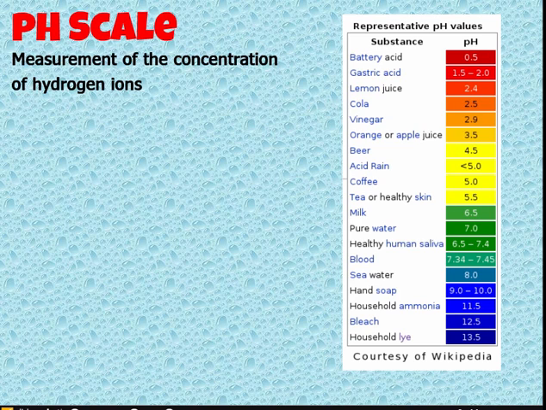7 is neutral. So look at the number 7, the green number 7, it says pure water. That's neutral. And then anything that's a lower number, moving up on the scale, getting closer to red, those are the acids. So for example, where it says 1.5 to 2.0 in the red, that's gastric acid. That's your stomach acid. On the other end, in the blue spectrum, are things like ammonia and bleach. Those are bases. So the question is, where does the pH scale come from, and what determines whether something is an acid or a base?